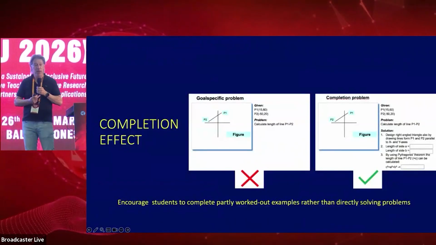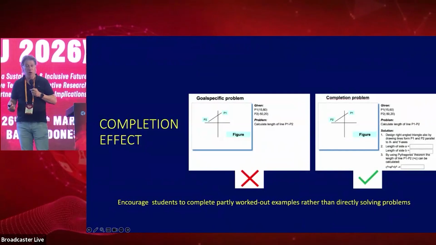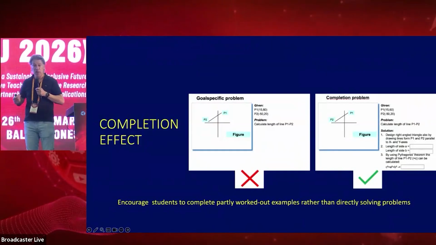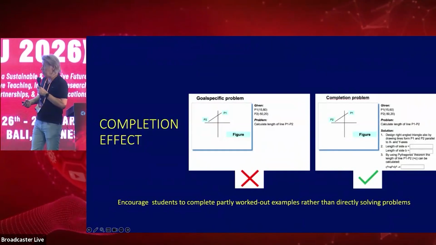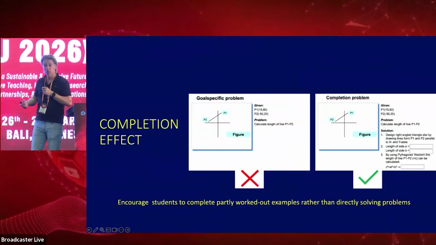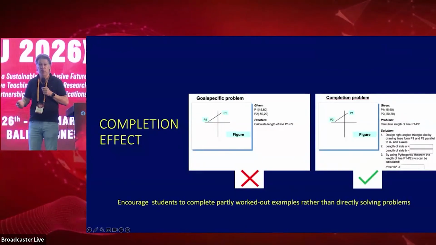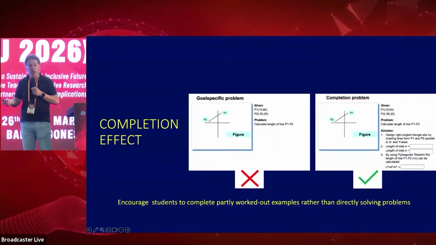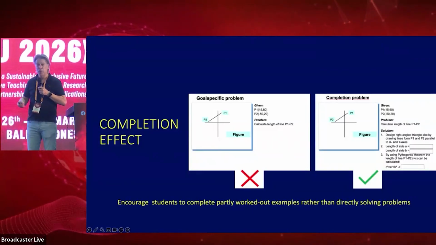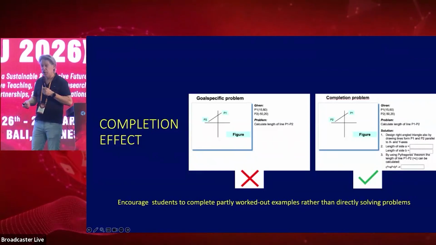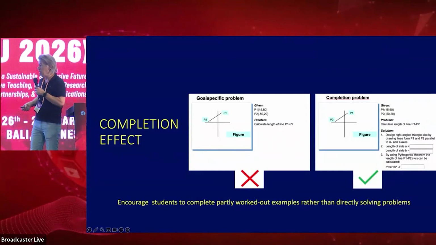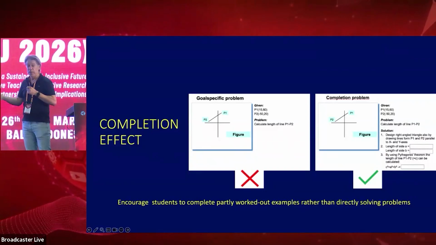Then we have the completion effect, which are partly worked out examples in which the learner has to fill in some steps. This is sometimes more motivating, because if you ask students to study things, it's difficult to check whether they actually do it. But with completion examples, we have some check whether they actually study the examples, because they have to complete steps.